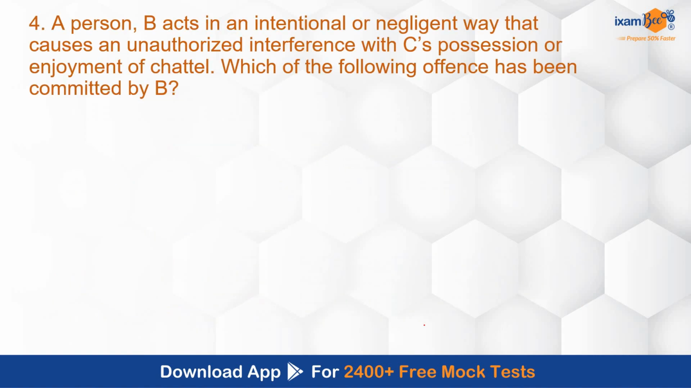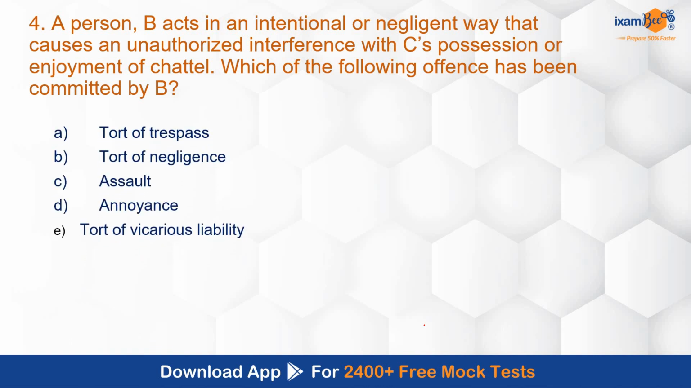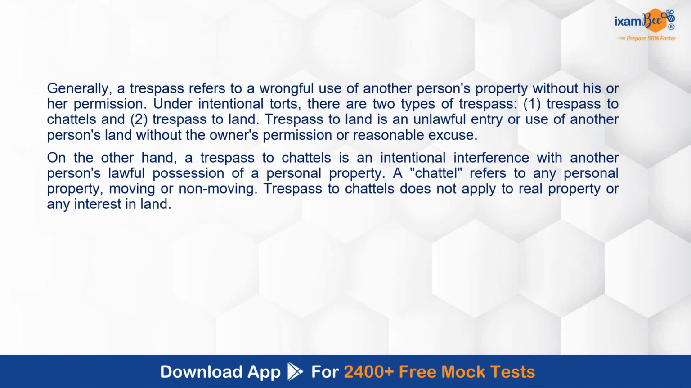Question number 4. A person B acts in an intentional or negligent way that causes an unauthorized interference with C's possession or enjoyment of chattel. Which of the following offence has been committed by B? Tort of trespass, tort of negligence, assault, annoyance, tort of vicarious liability. The correct answer here is A, tort of trespass.